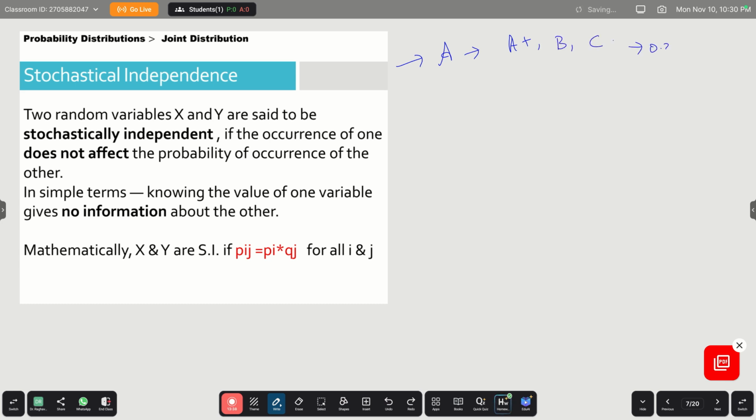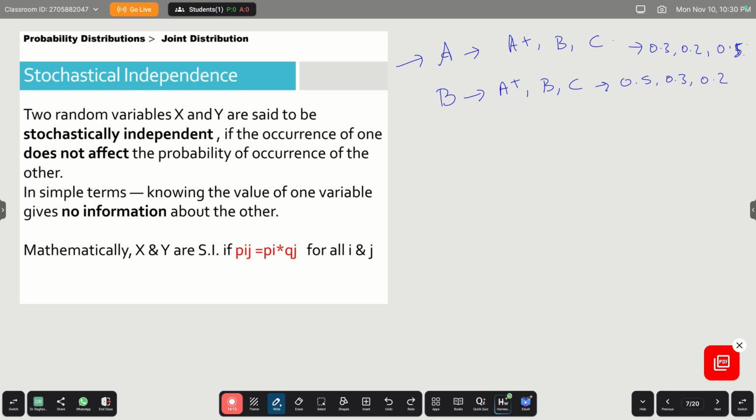Maybe probability 0.3, 0.2 and 0.1. And one more student is there, B. The probability that he takes the grades A plus, B and C may be 0.5, 0.3, and 0.2, because the total should be 1. So here you can observe that these are completely independent. The probability that A scores well or not doesn't affect the probability of B.